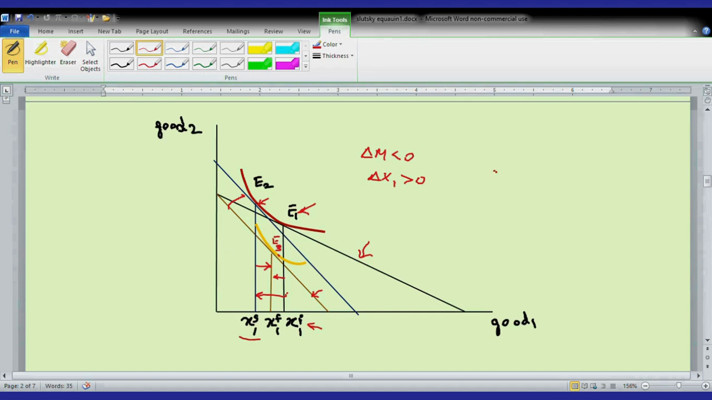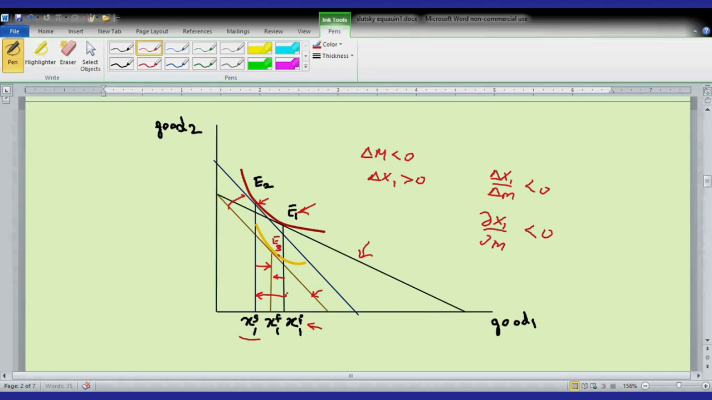So when we take the ratio delta x1 divided by delta m, we find that this ratio is in fact less than 0. The numerator is greater than 0 and the denominator is less than 0, or in other words you can say that partial x1 over partial m is less than 0, and this is saying that good 1 in this particular case is an inferior good.